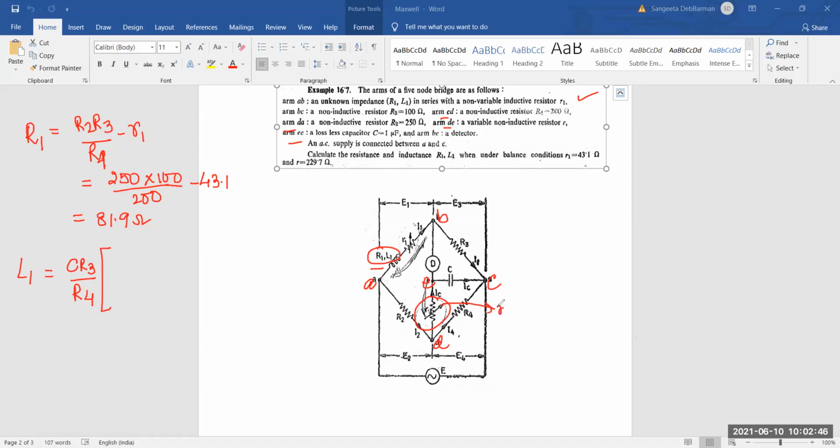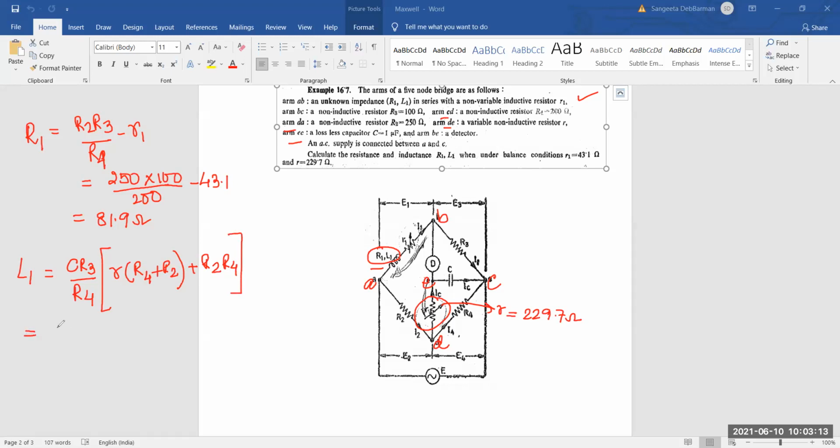And the small r is given as 229.7 ohm, see, in the question it is given. So here you will take small r, then you have to take R4 plus R2, then plus R2 R4. So this will be the equation for inductance.